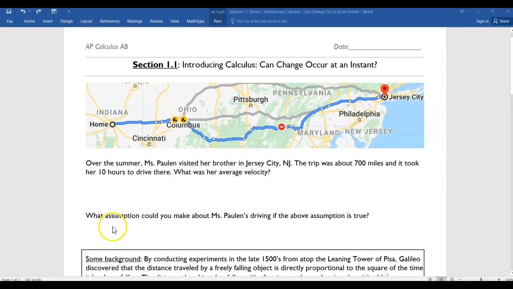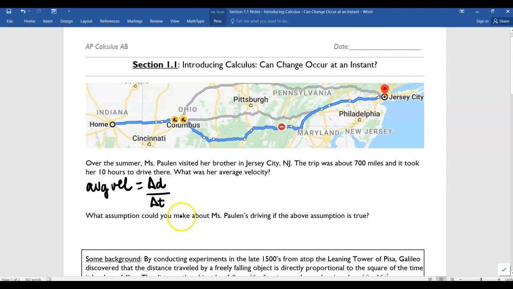Over the summer, I visited my brother in Jersey City, New Jersey. The trip was about 700 miles, and it took me 10 hours to drive there. So what was my average velocity? In order to think about average velocity, you may remember a formula from physics. It's change in distance over change in time.